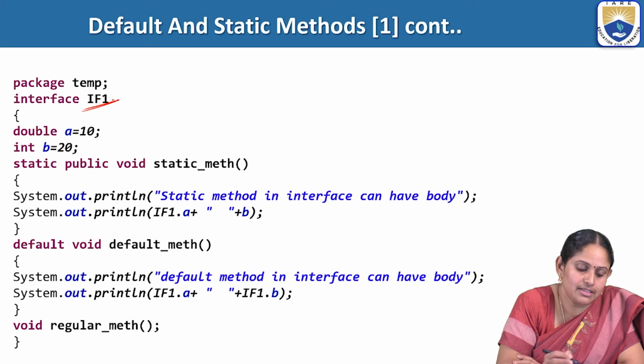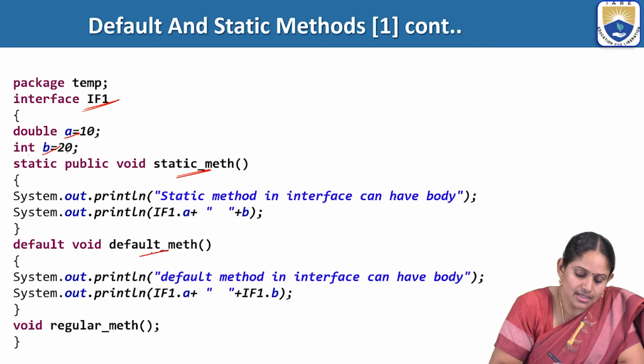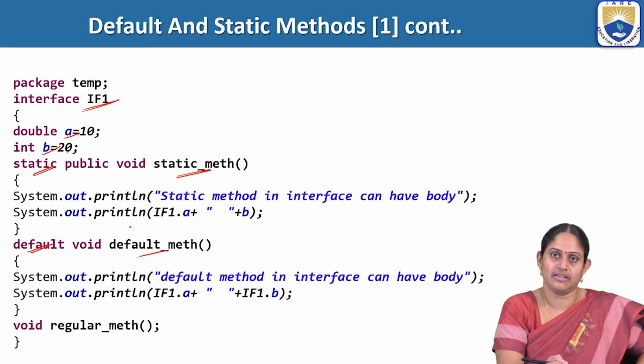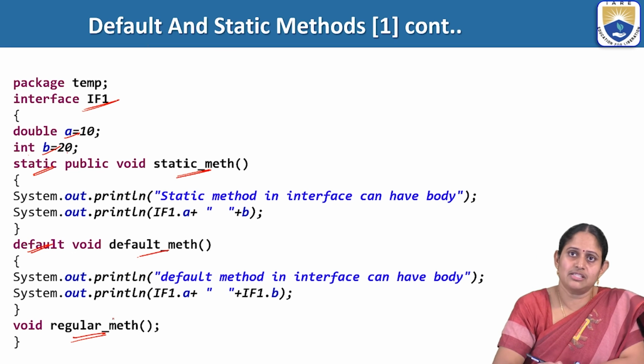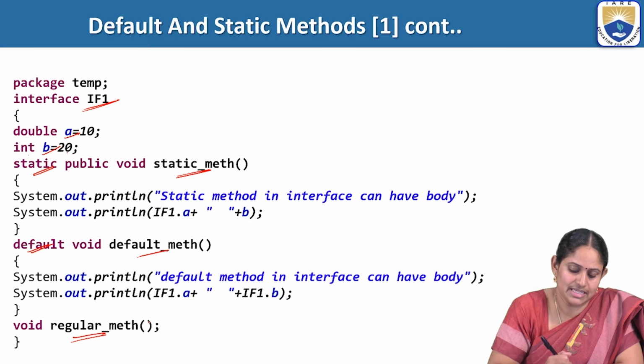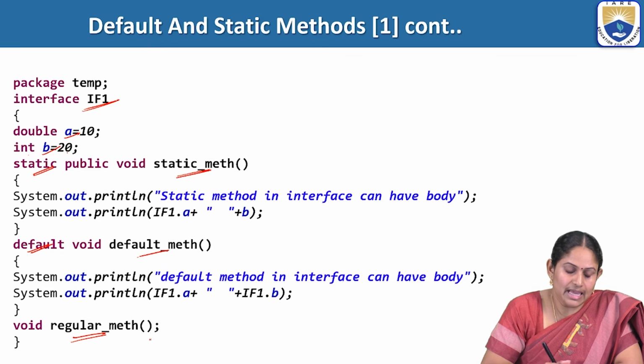So here we are now looking into the explanation of default and static methods. We have the interface named IF1. It has two variables, a double which is initialized to 10 and an integer which is initialized to 20, the variables a and b. It has a static method and a default method, and both are given a body. The normal methods of the interface don't have a body, which is abstract, and the body has to be provided by the class which is implementing it.